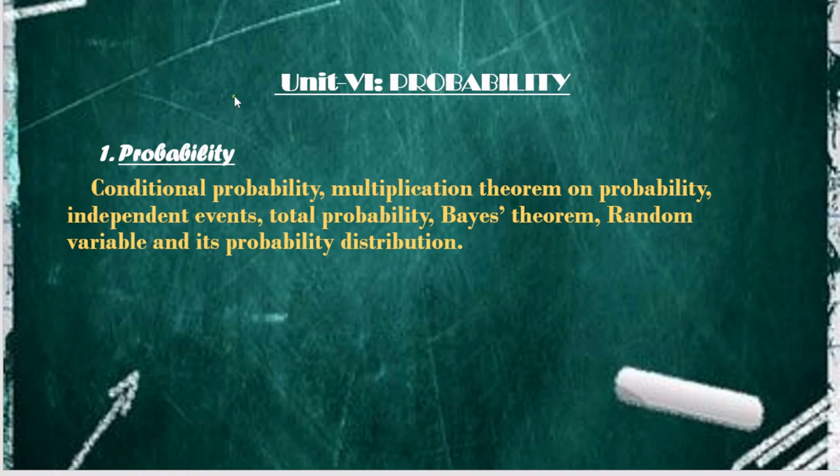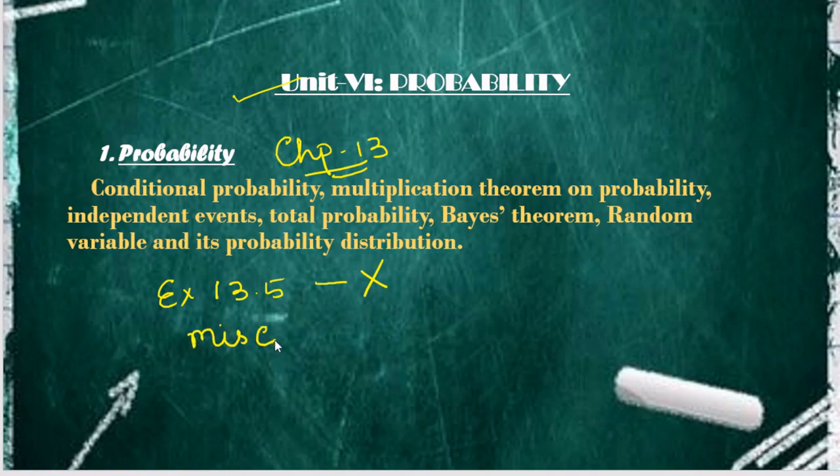Now next is our last unit, which is probability. This is our chapter 13. From chapter 13, entire exercise 13.5 has been removed. And from the miscellaneous exercise, question number 5, question number 6 and question number 9 has been removed.